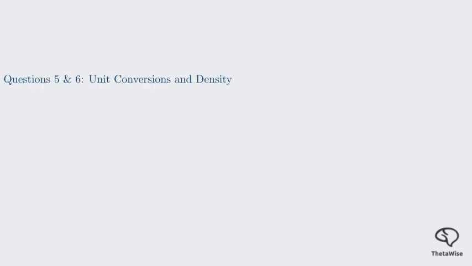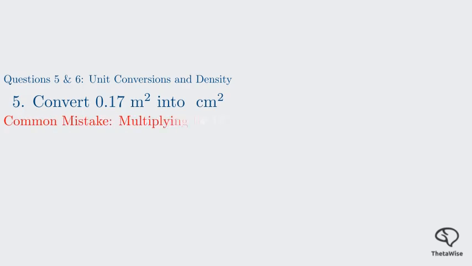Now let's tackle questions 5 and 6, which involve unit conversions and density. Question 5. Convert 0.17 meters squared into centimeters squared. In question 5, we need to convert an area. A very common mistake is to assume that because there are 100 centimeters in a meter, you just multiply by 100.